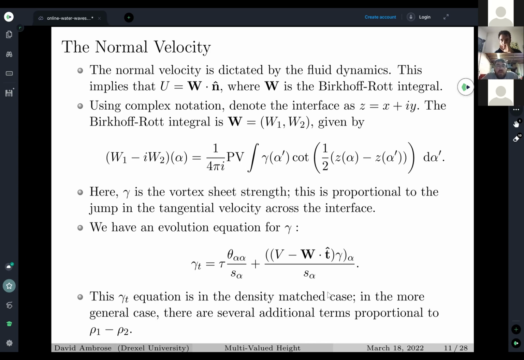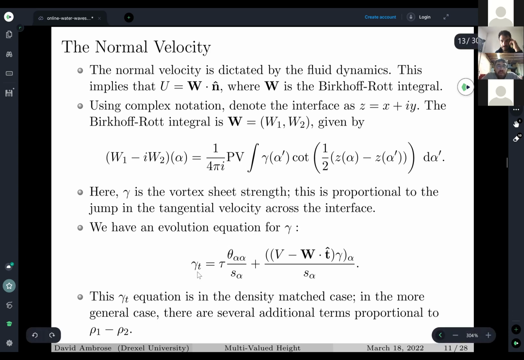So we can write the Birkhoff-Rott integral. I said we want something that doesn't depend on complex analysis, but I'm not really doing complex analysis here. I'm just using complex notation. There is a tiny bit of complex analysis in writing the Birkhoff-Rott integral with a cotangent, but it is minor. The Birkhoff-Rott integral W1, W2 can be written in this way. It's the principal value integral of gamma, the vortex sheet strength, times the cotangent of differences of the interface position. So gamma is the vortex sheet strength. It's proportional to the jump in tangential velocity across the interface.